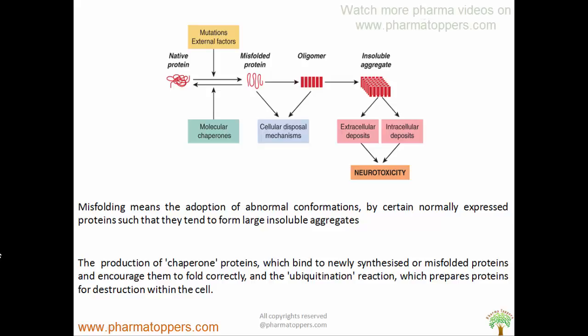So the production of chaperone proteins, which bind to newly synthesized proteins or misfolding proteins and encourage them to fold correctly, and the ubiquitination reactions, which target the protein for destruction within the cell.